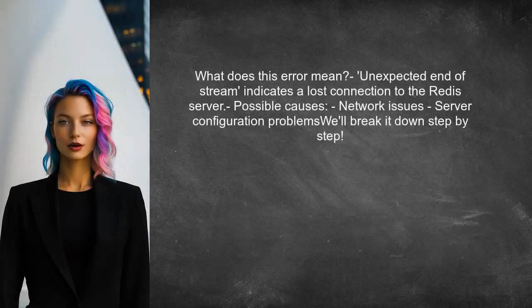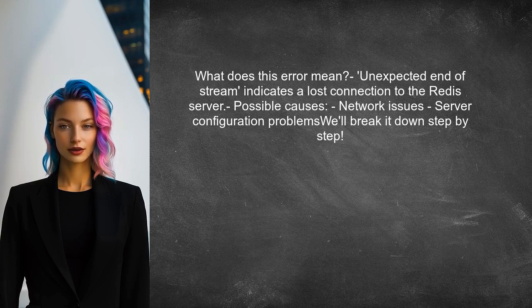So what does this error mean? The unexpected end-of-stream message typically indicates that the connection to the Redis server was lost unexpectedly. This can happen for various reasons, such as network issues or server configuration problems. Don't worry, we'll break it down step by step.